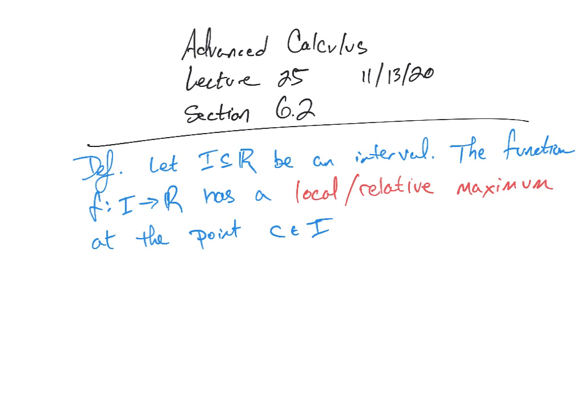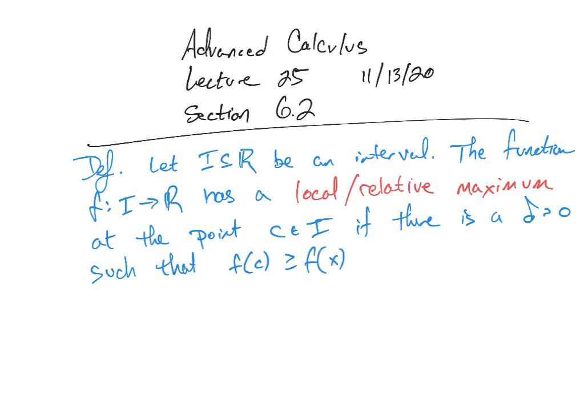Okay, so if there is a positive delta such that f at C is larger than f at x, for all x in the interval which are within delta of C. Okay.